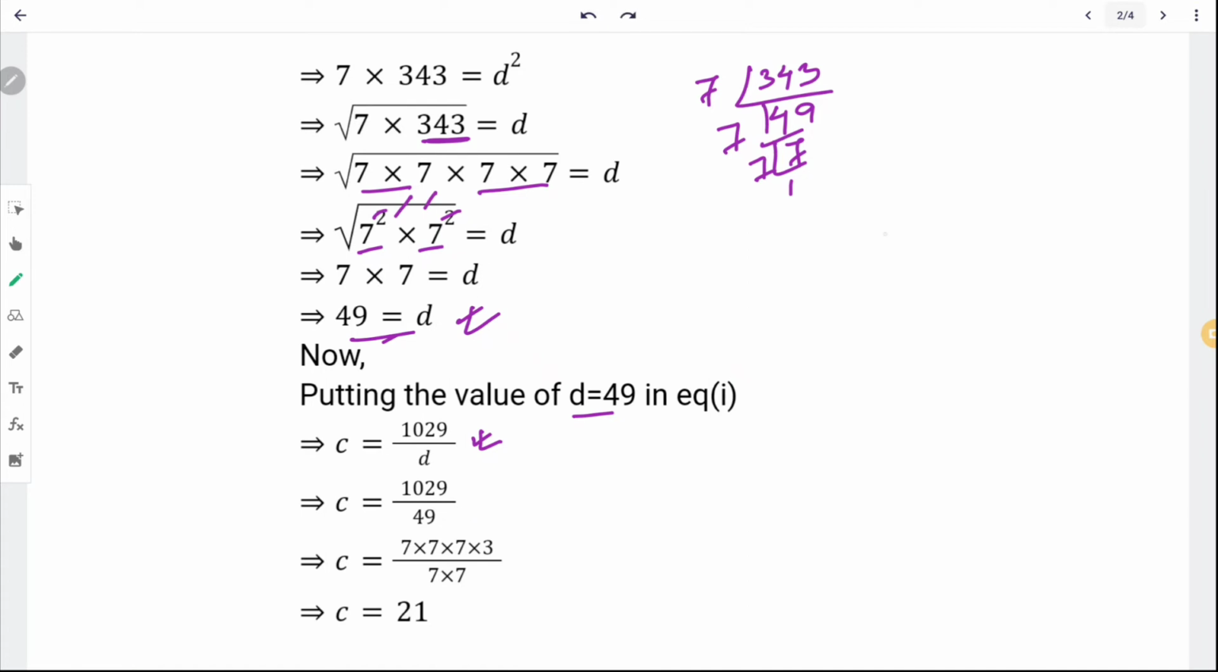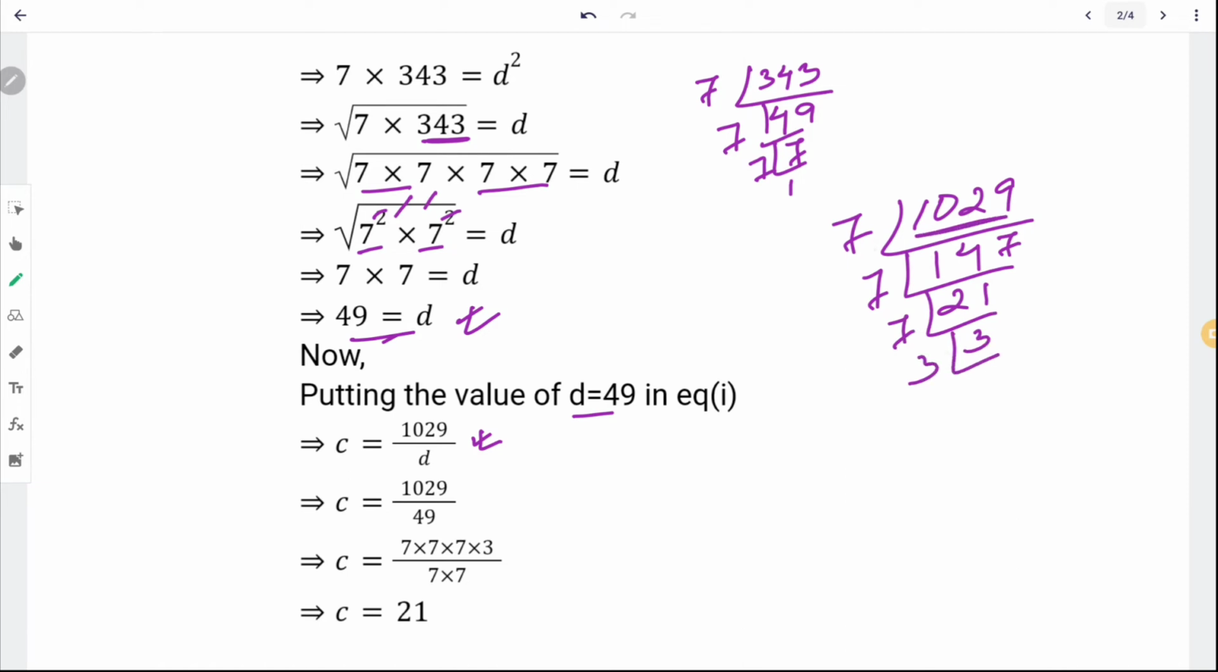So let's find all the factors of 1029. Let's start with 7 again. 7 1s are 7, then 8, 9, 10, 7 4s are 28, 29, 30, 31, 32. So this becomes 49. 7 7s are 49, and again 7 2s are 14, 7 1s are 7, 7 times 3. All right, so 1029 can be simply written as 7 into 7 into 7 into 3. You can already see, right? 49 is pretty simple, 7 into 7. Okay, done with that, and let's cancel the 7s. We're left with 7 into 3. So which means we're going to get C equal to 21, and D equal to 49. So these two are the natural numbers.